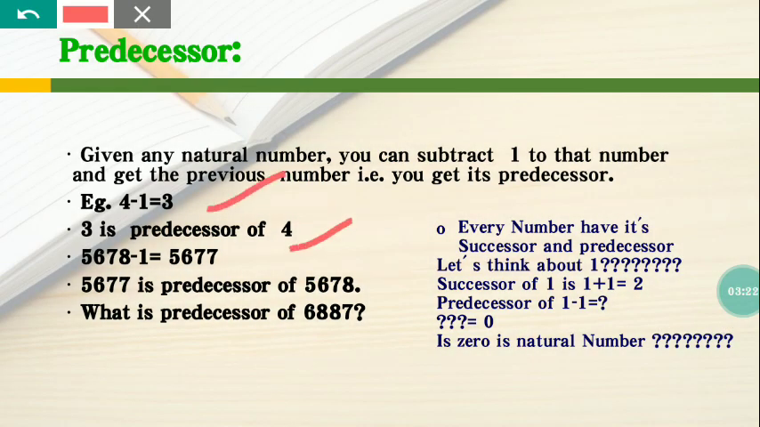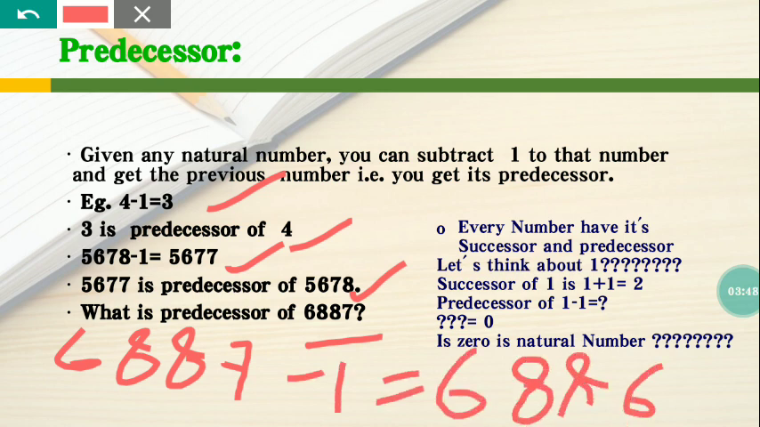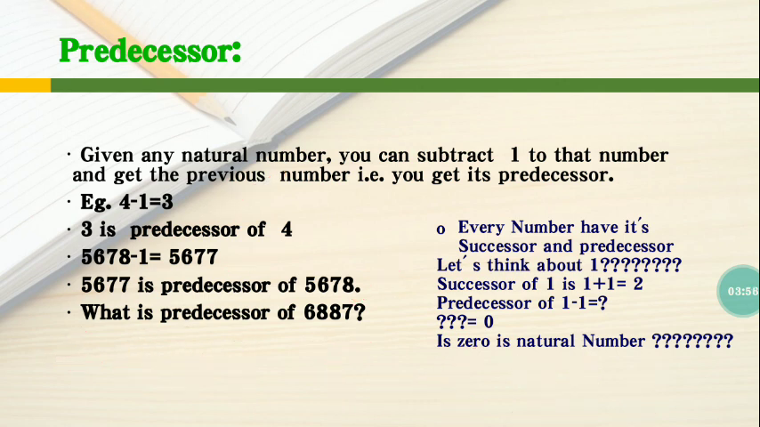Now 5,678 minus 1, so you get 5,677. That is predecessor of 5,678. Now next, what is the predecessor of 6,887? So you do 6,887 minus 1 and you will get 6,886. So that is the predecessor of 6,887. Okay, so every number has its successor and predecessor.